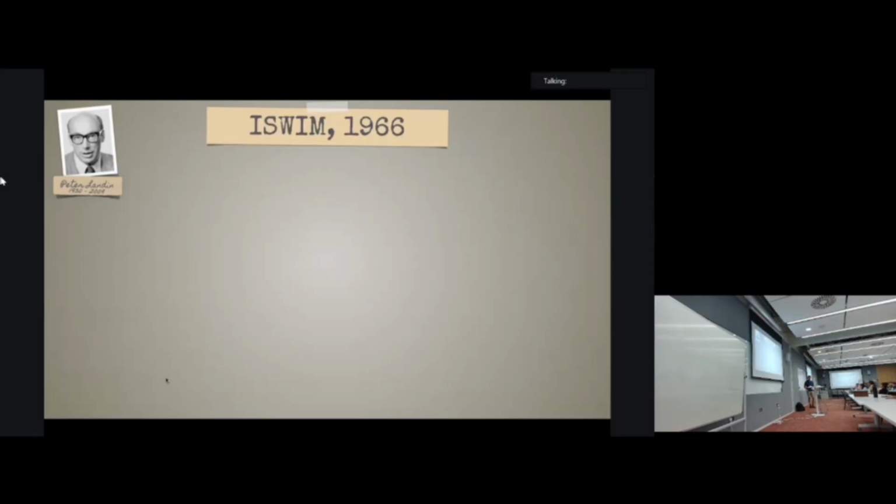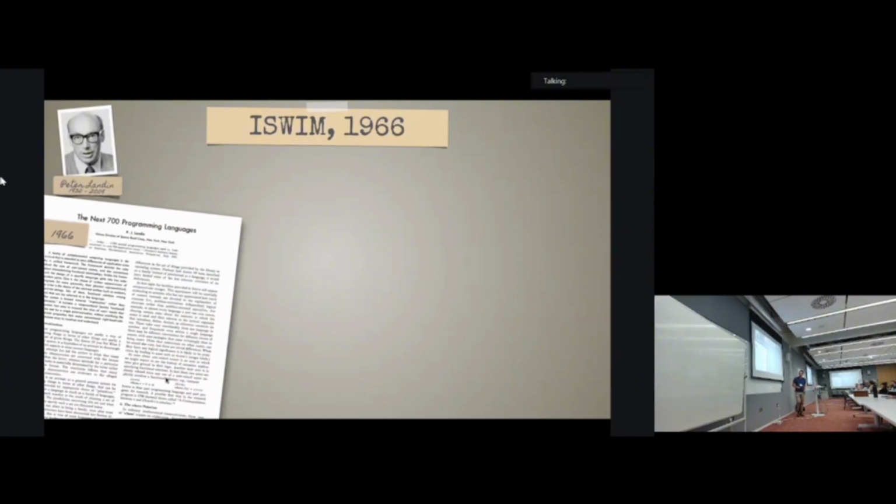A little bit later, in '66, he invents this language called ISWIM, which means "if you see what I mean", ISWIM. And the idea with ISWIM, it was a language that didn't really have very many implementations at the time. I think it probably didn't have an implementation at the time. It was the language that was used in this very famous paper called The Next 700 Programming Languages.